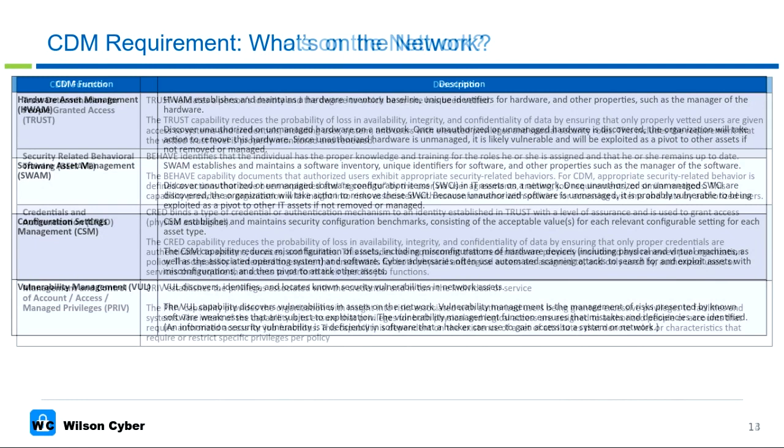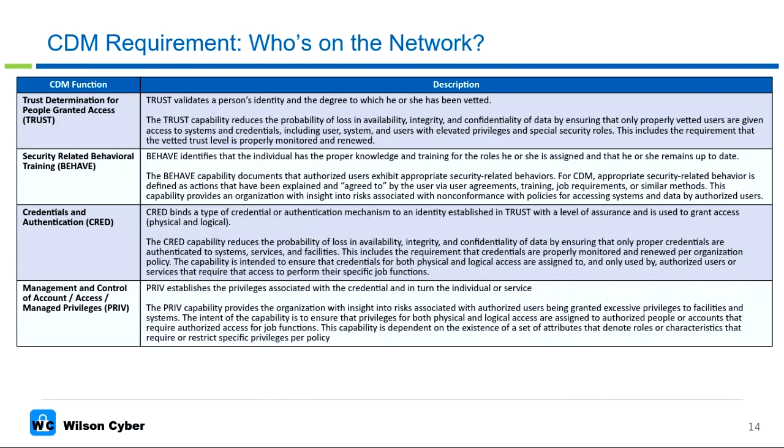The next focus area is who's on the network. And we have 4 CDM functions. First is trust determination for people granted access, or trust. Trust validates a person's identity and the degree to which he or she has been vetted.